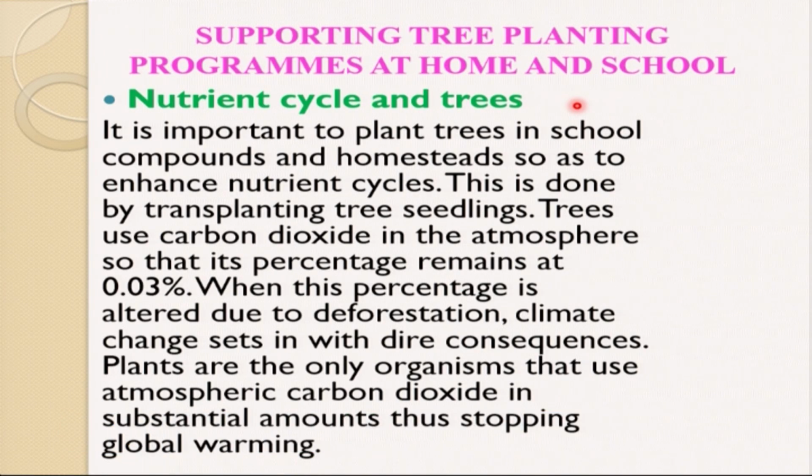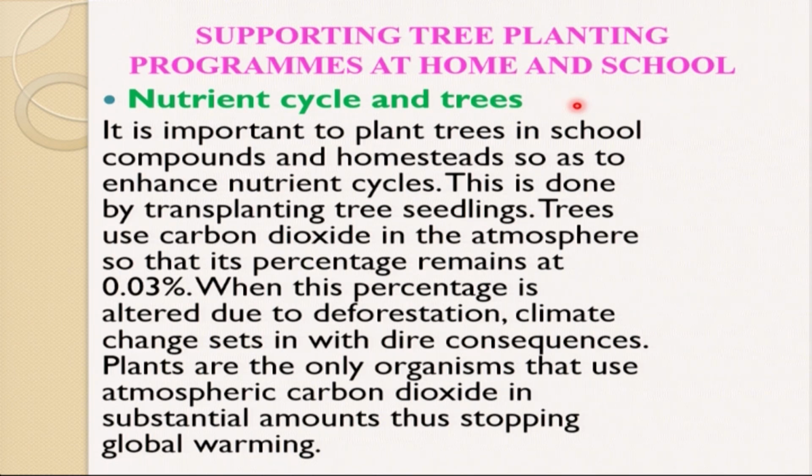Trees can use carbon dioxide in the atmosphere. Once we have trees, we're going to breathe healthy air, air which is not contaminated. So that's why we have to have tree planting programs at our school and even at our homestead, because plants are the ones to use carbon dioxide in the atmosphere during the process of photosynthesis. So that its percentage remains, it means that the percentage of carbon dioxide should not exceed 0.03%.